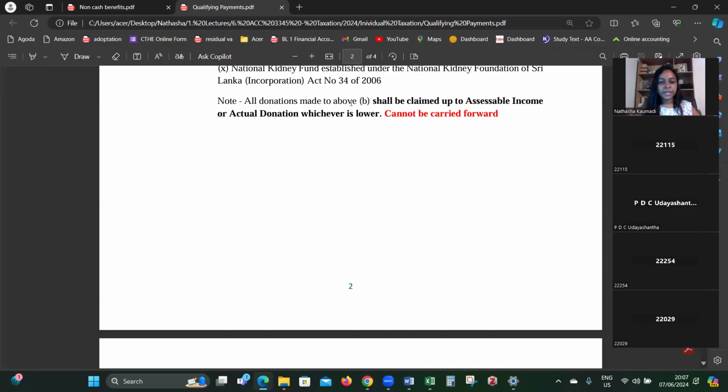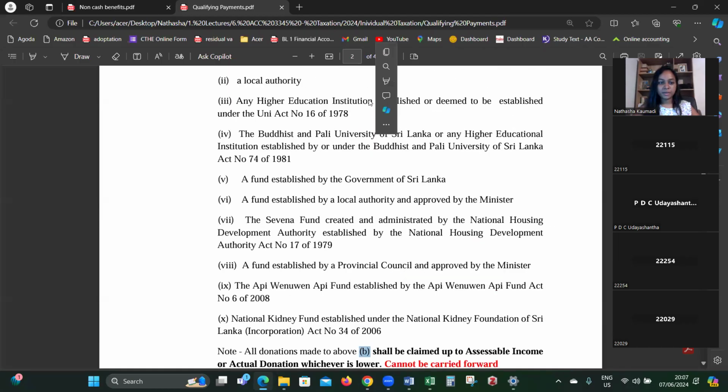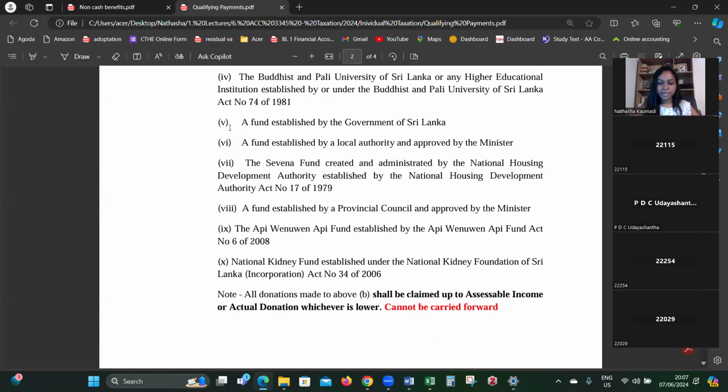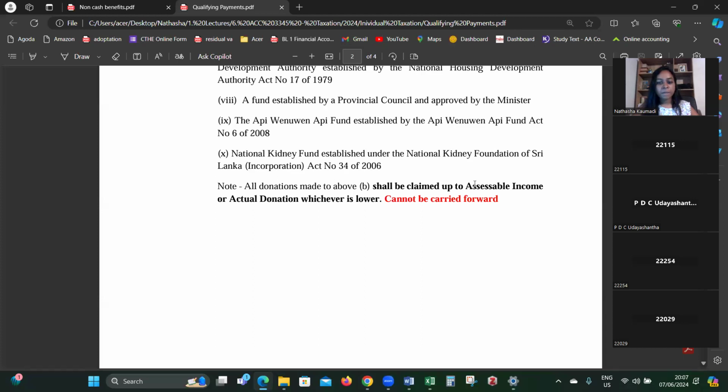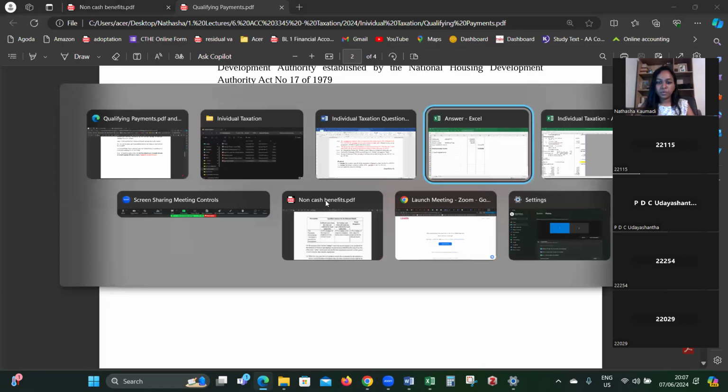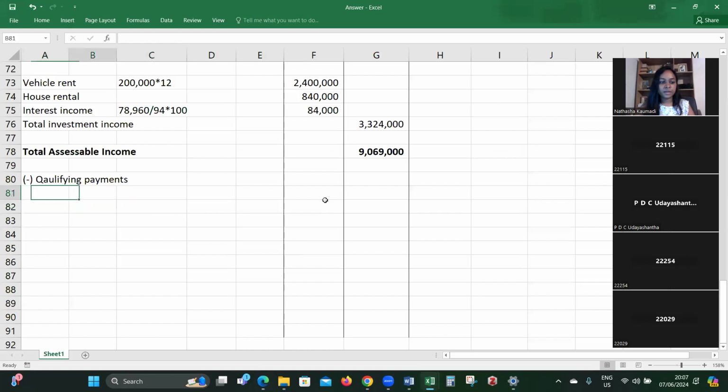All donations made to above, part B, that means these things, right, shall be claimed up to the assessable income or the actual donation, whichever is lower. Now, if you go back, what are the qualifying donations? First of all, you can write donations to Ministry of Education. That total amount is 150,000.